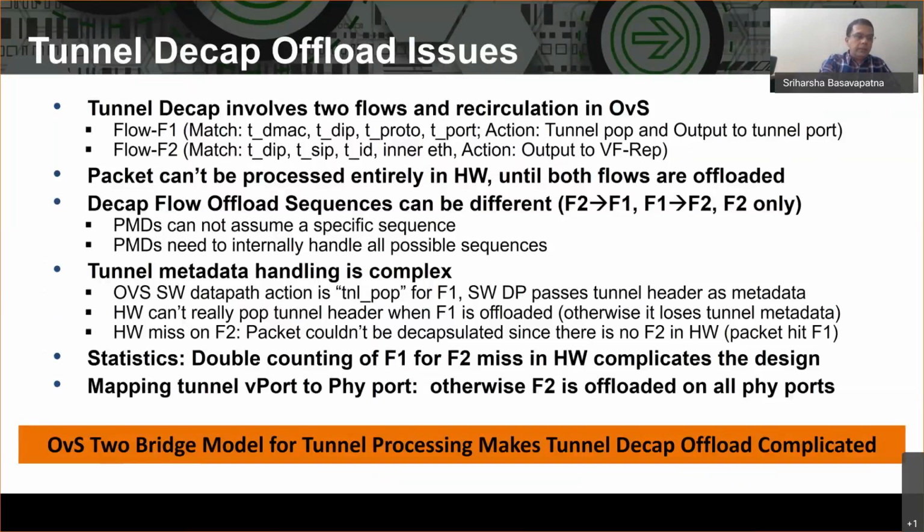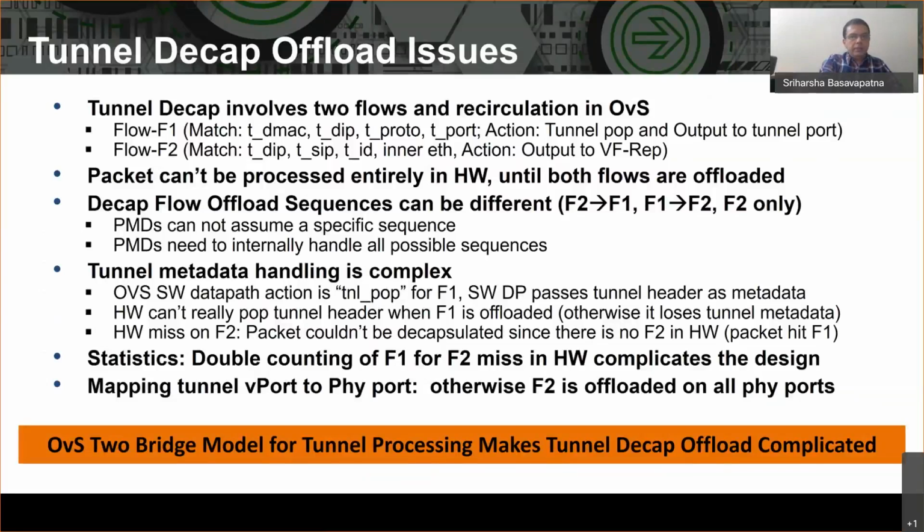That's one problem. And the decap flow offload sequence could be different. As we saw in the previous slide, typically it is the inner flow which gets offloaded first, and then the tunnel outer flow. But if for some reason you reject the inner flow F2, let's say it's an ARP packet and you don't want to offload it, then only F1, the outer flow, gets installed. And later, let's say an IP packet for the inner flow comes along, then only F2 needs to be offloaded. So these are some of the scenarios where the offload sequence could go differently, and the PMDs cannot assume a specific sequence, and they need to handle the various sequences internally.